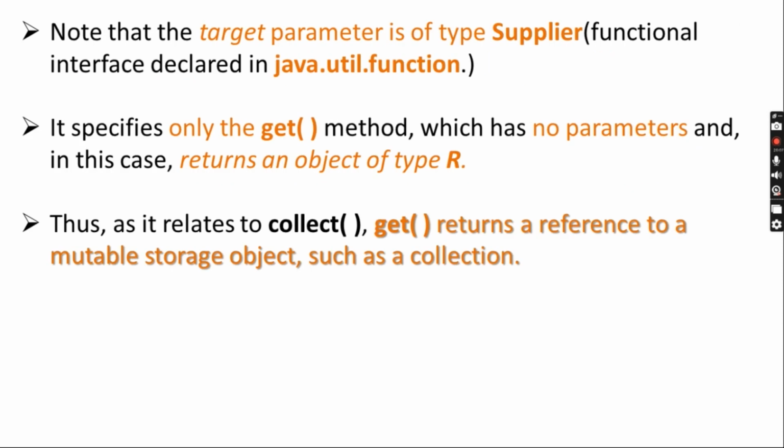The target is a type of Supplier. Supplier is a functional interface provided in package java.util.function. It has only one abstract method, the get method, with no parameters, and in this case it returns an object of type R. So as it relates to collect, it returns a reference to a mutable storage object like a collection. Okay, so get will give you the mutable collection object.